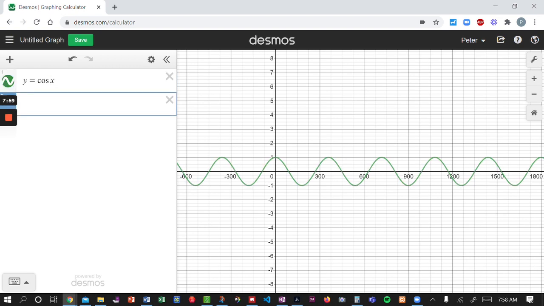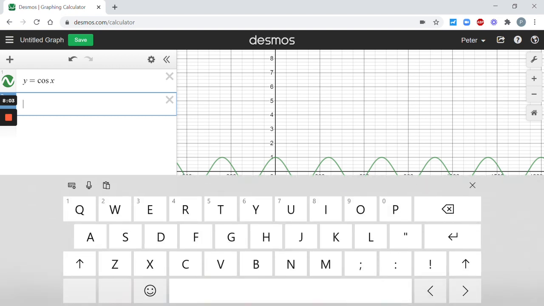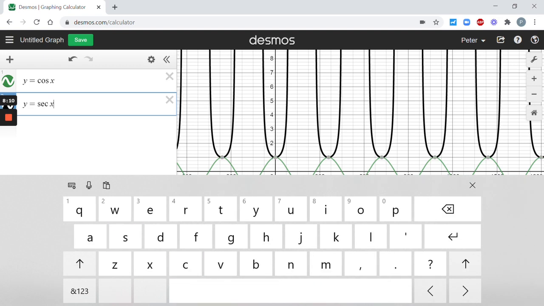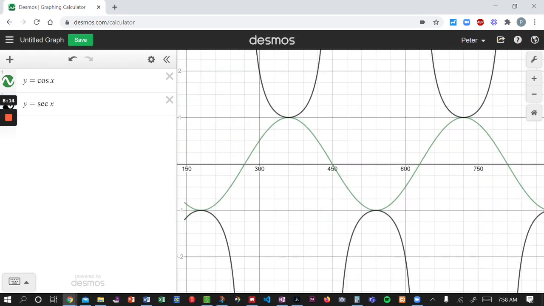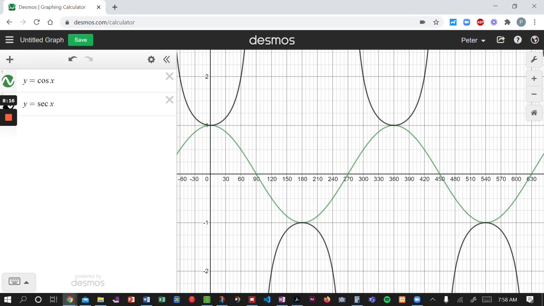So secant, if I do secant, it's going to be y equals secant of x, and you know it's a reciprocal function. What you see is, you'll see it's just cosine. Oops, let me just scroll in just a little bit here. It's going to be cosine upside down, right?